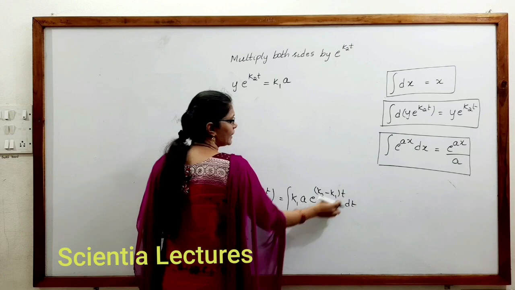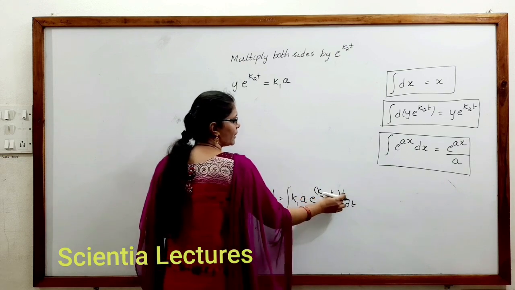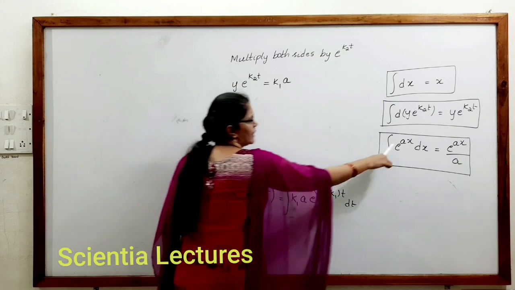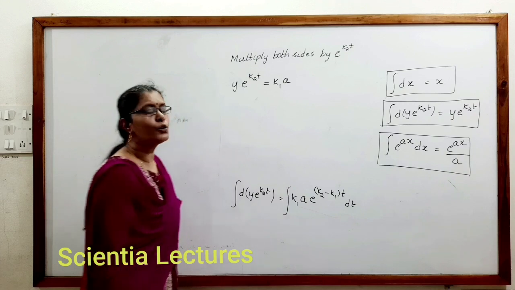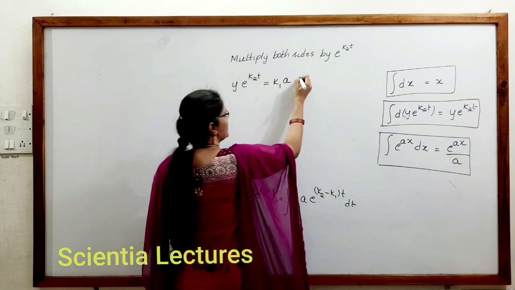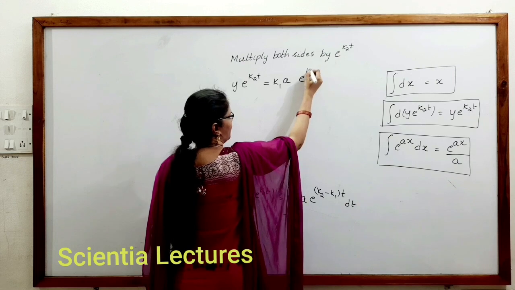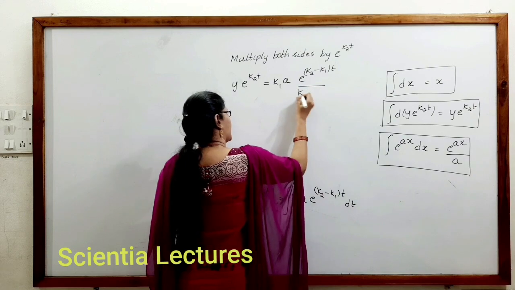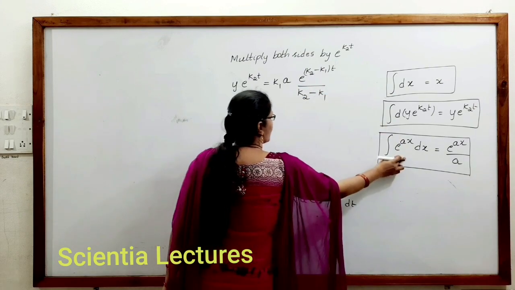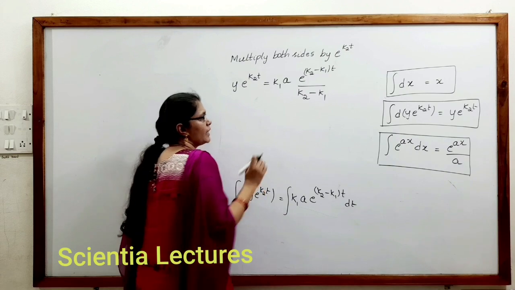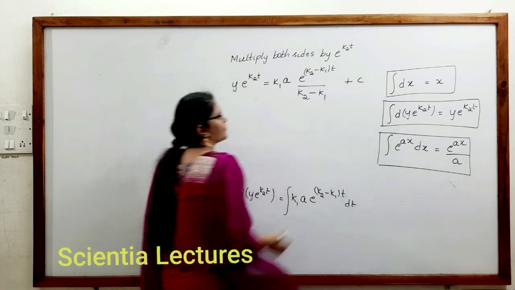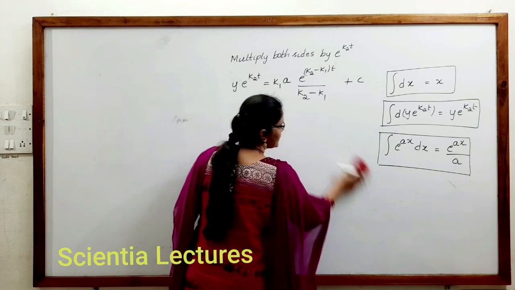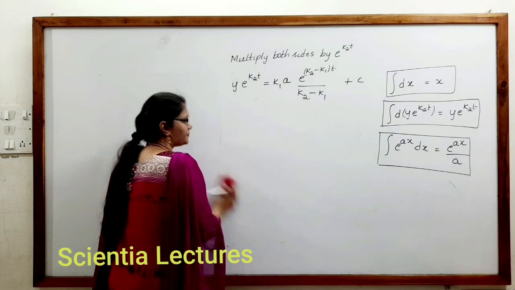What is the integration of e^((k2 minus k1)t) dt? Here you can observe that instead of a we have k2 minus k1. So we will get e^((k2 minus k1)t) divided by (k2 minus k1), according to this formula, plus c. Always in integration, on one side we should write c if we take it without the limits.